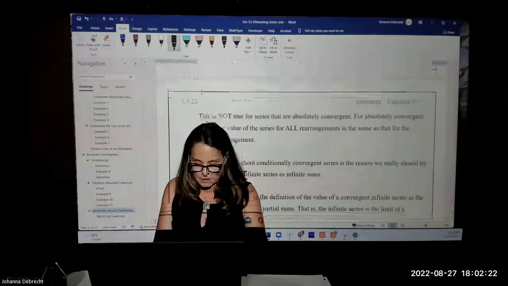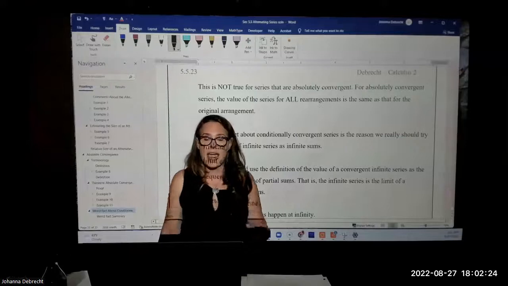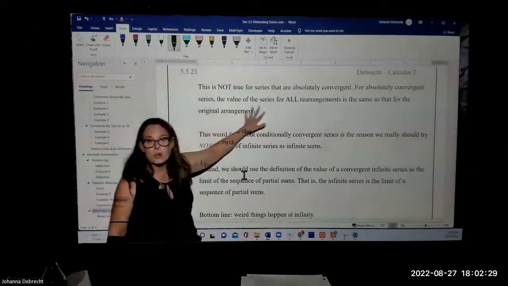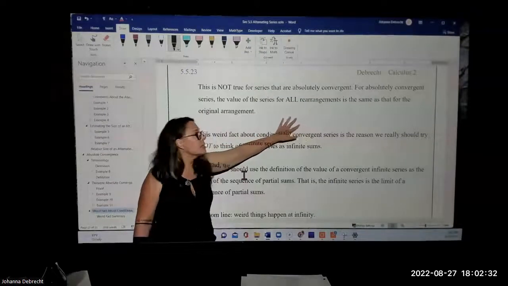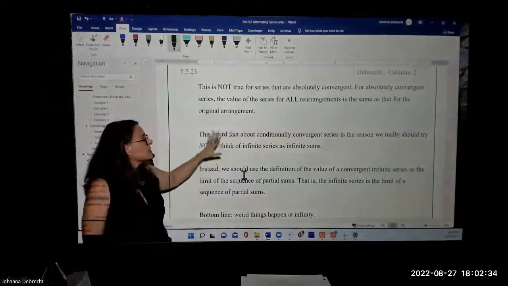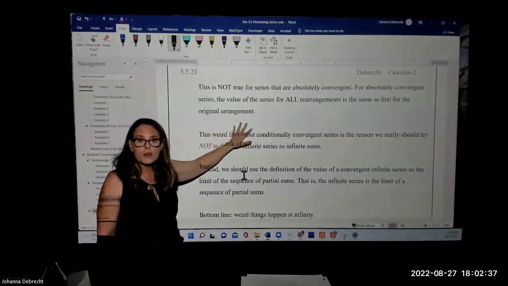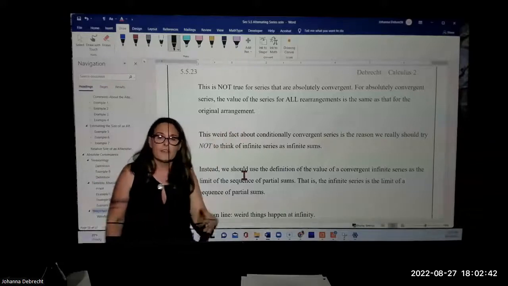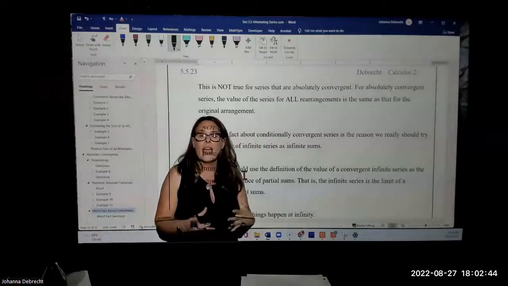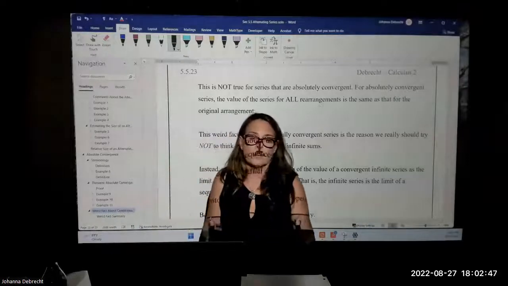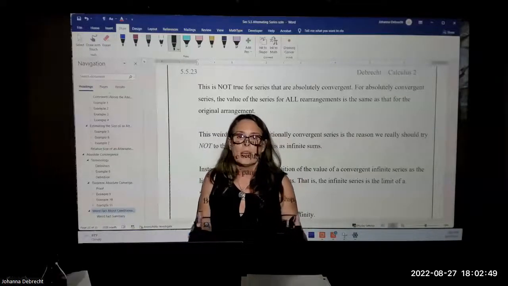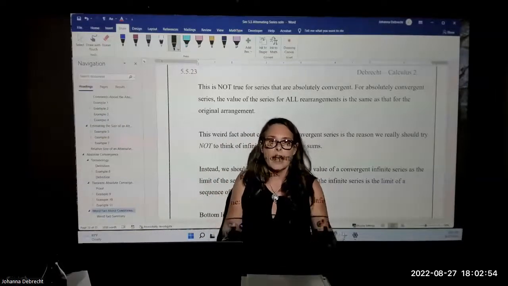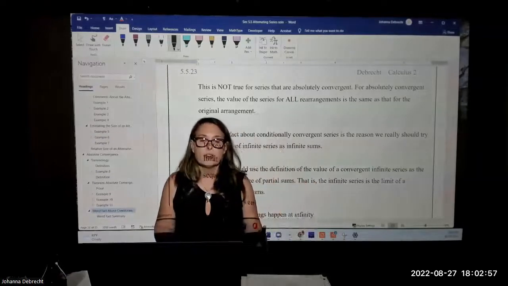If we have absolute convergence, this doesn't happen. When we have absolute convergence, no matter how you rearrange the terms of the series, all rearrangements will give you the same value as the original arrangement. So this is what we've been looking at so far and what we were sort of thinking of as the sum of an infinite number of terms, an infinite sum. Well, it turns out that that idea of an infinite sum only really applies if it's absolutely convergent.